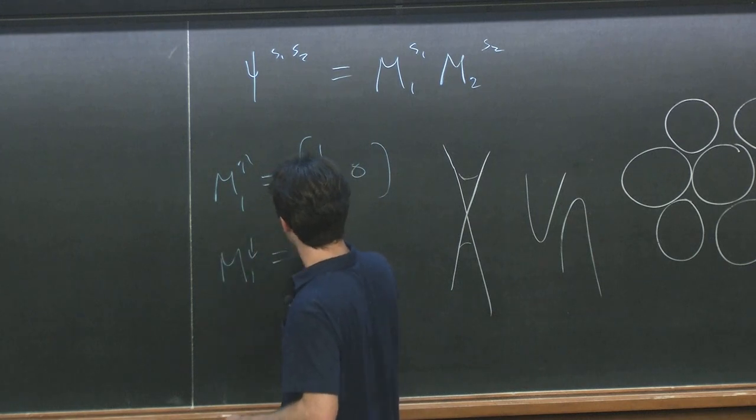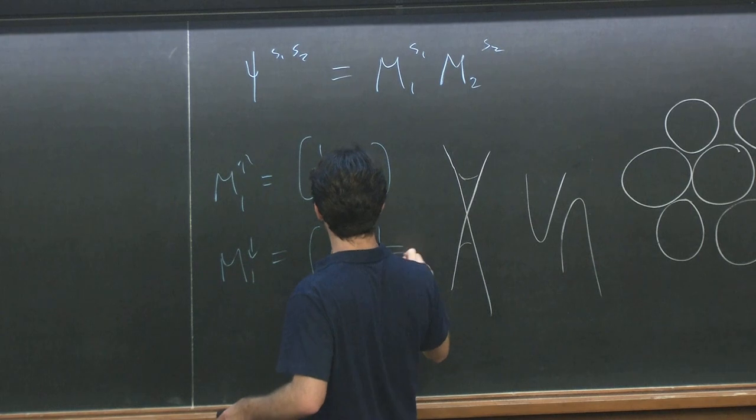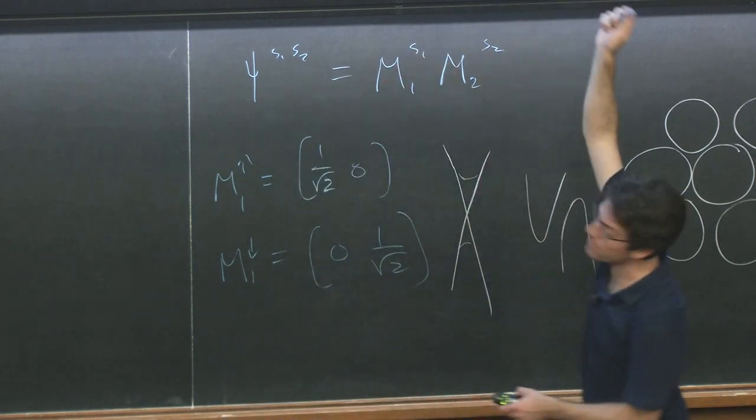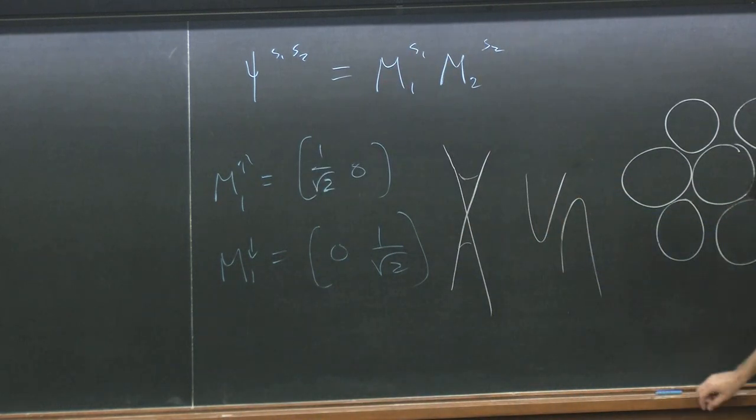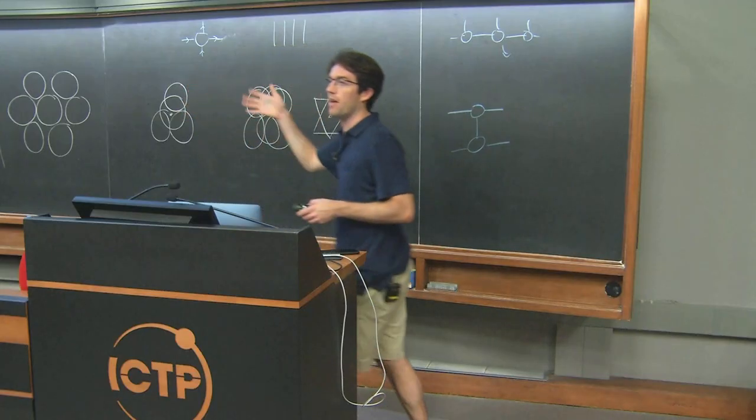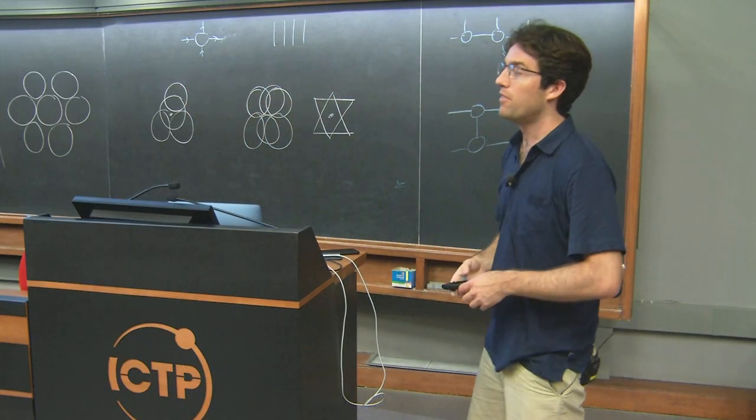m1 down equals 0, 1 over root 2, and so on. And it's kind of similar for M2, just the other half of the slide. Okay, questions about that? Okay, so it looks complicated.